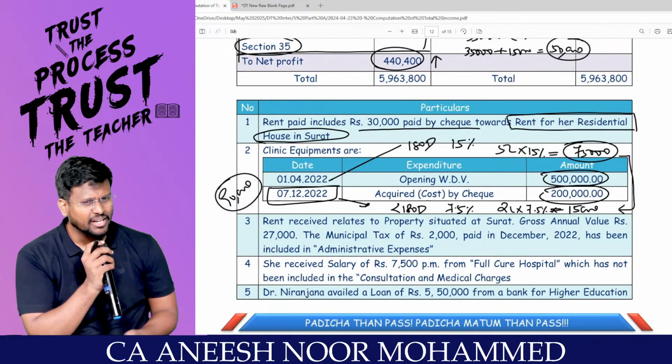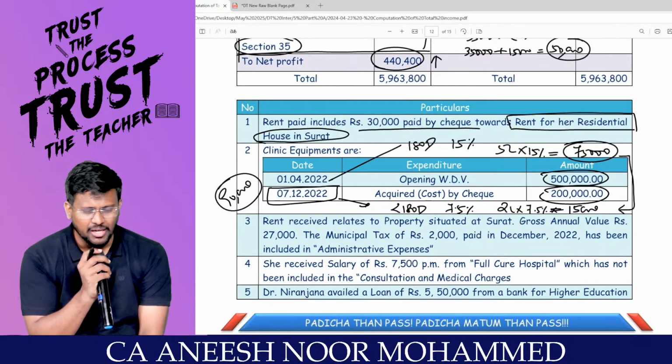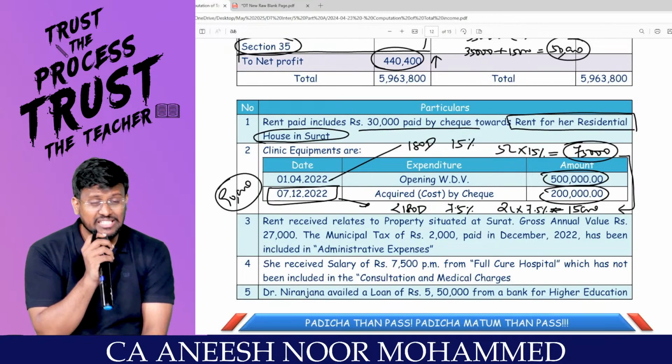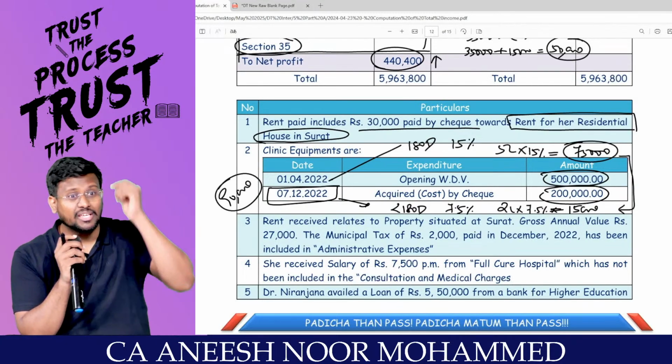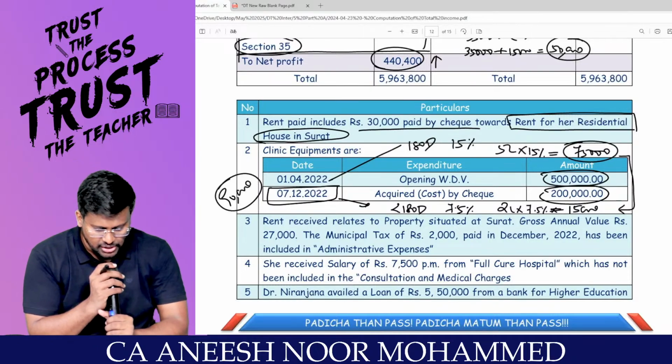She is not entitled to additional depreciation. In order to claim additional depreciation, the assessee should be engaged in the production or manufacture of any article or thing. She is in clinic business.